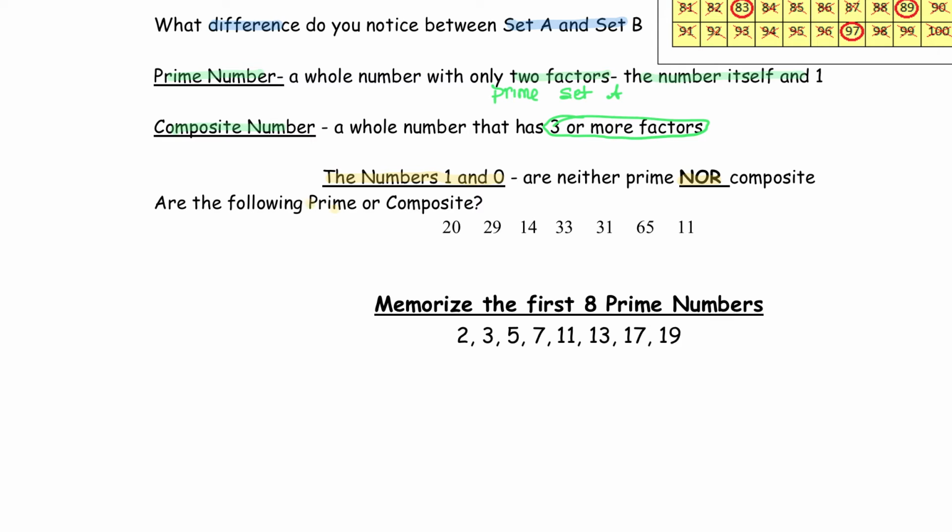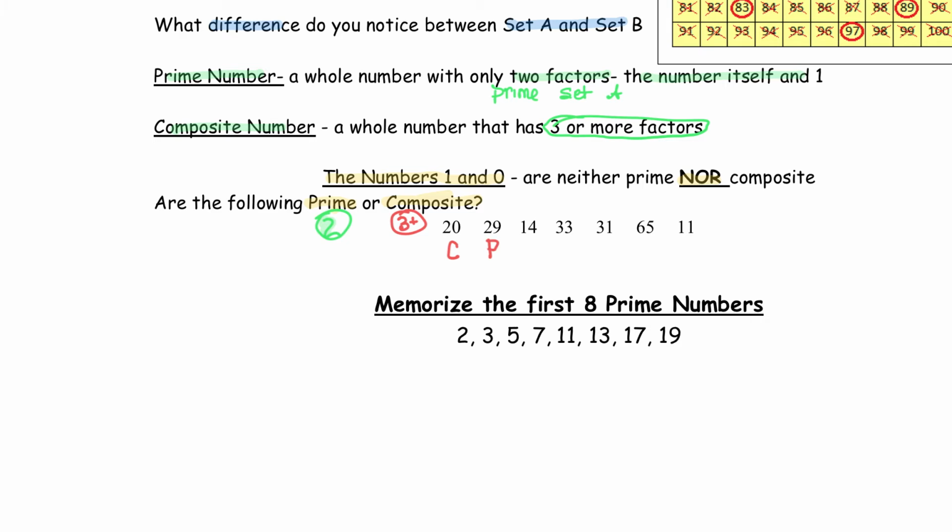Are the following prime or composite? So again, prime numbers only have 2 factors, 1 and itself, whereas a composite has 3 or more. So let's take a look at the first one. 20, does that have more than 2 factors? You betcha, so that's a composite number. The number 29, how many factors does that have? Well, I know it's 1 times 29, but I know there's nothing else, so that, boys and girls, is prime.